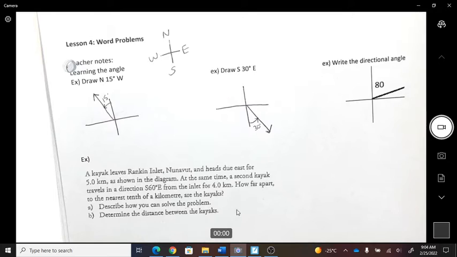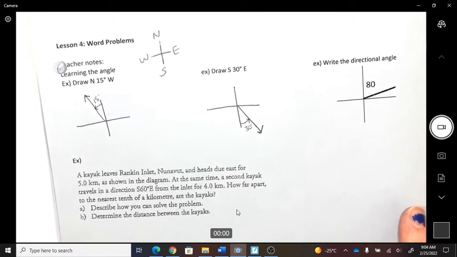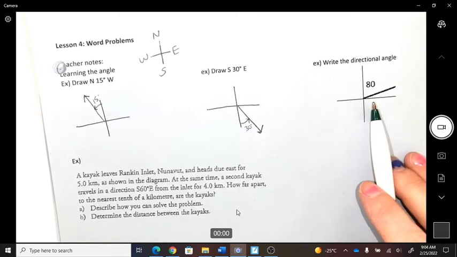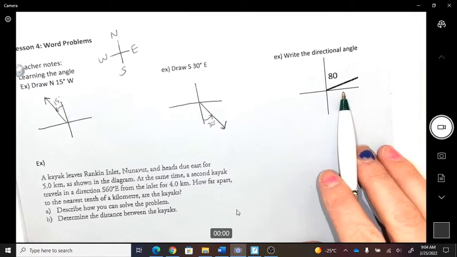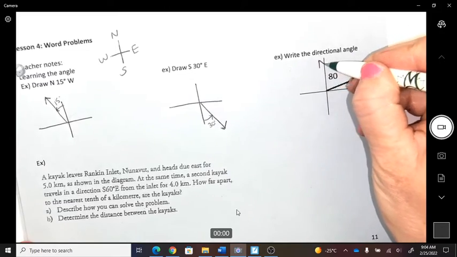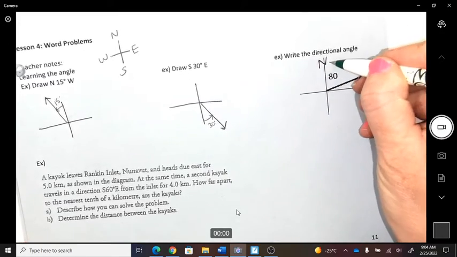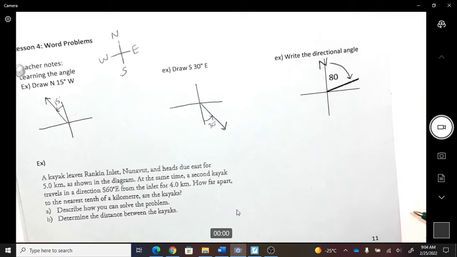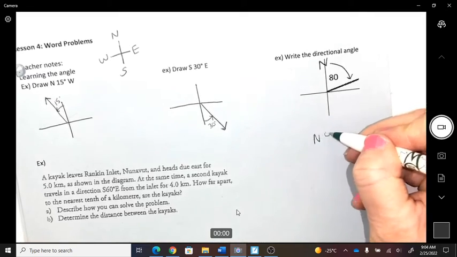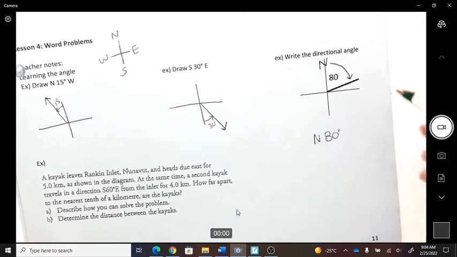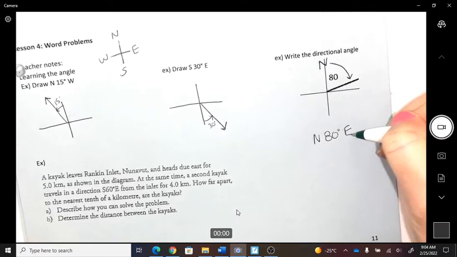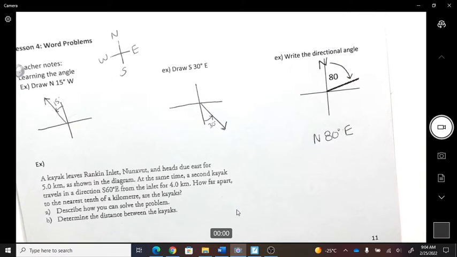So when you do these, they always start with north or south. Okay, so this one, is it closer to the north or to the south? So it's closer to the north. And they have swiveled 80 degrees in which direction? East. Okay, so they always start with the north or the south, and which way do you swivel, east or west?